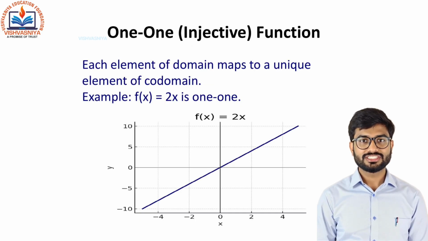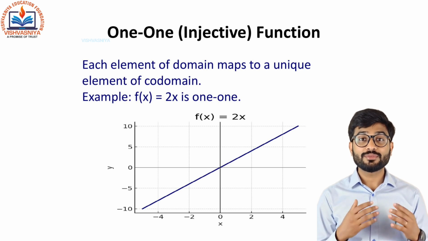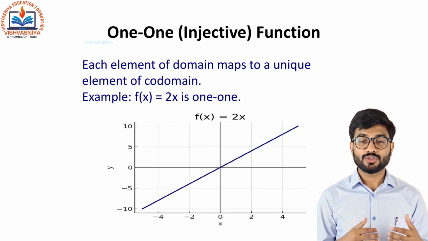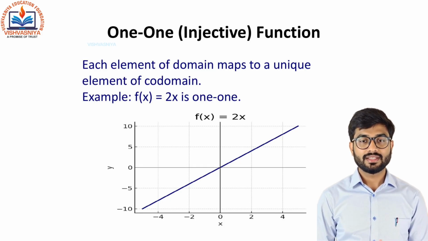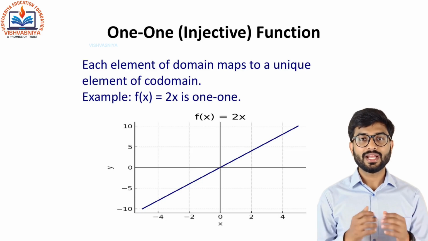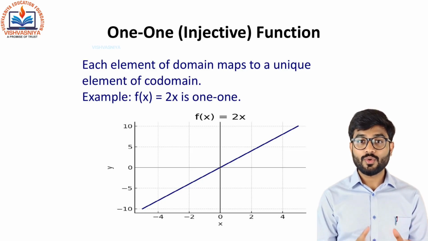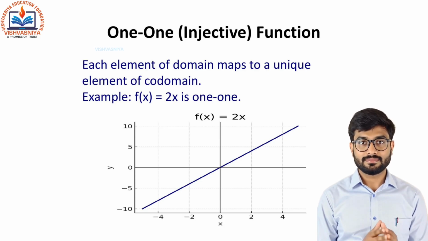A function is said to be one-one or injective if every element of the domain maps to a unique element in the codomain. That means no two different inputs have the same output. Example, if f(x) = 2x, then f(1) = 2 and f(2) = 4. All outputs are different, so it is one-one.